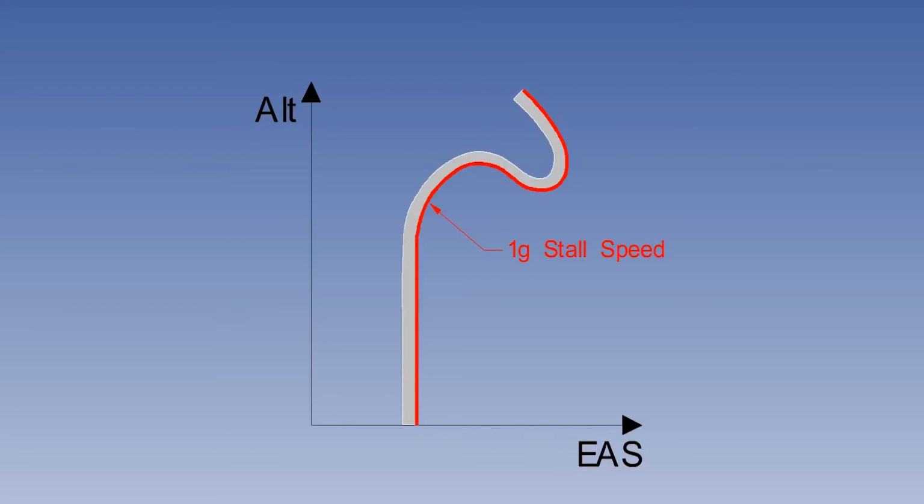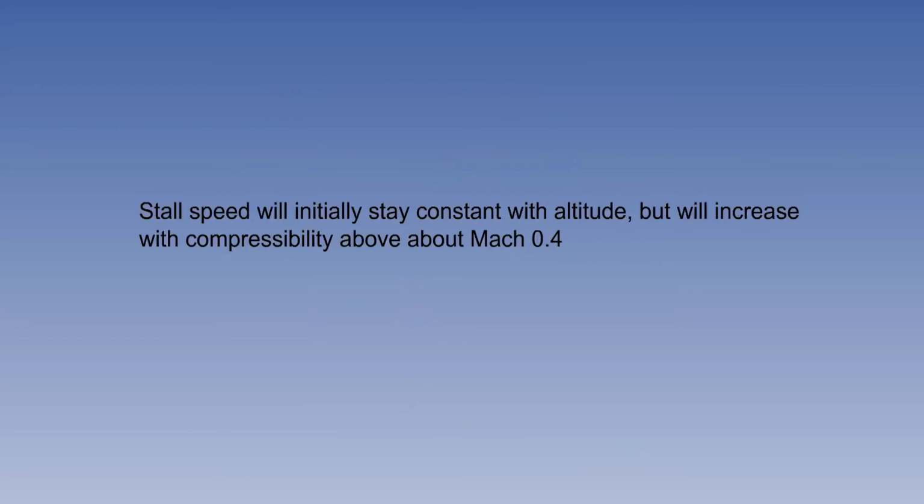By about 30,000 feet, the Mach number has risen to the extent that compressibility is significant, and the rise in stalling speed is apparent. The conclusion here, then, is that stall speed will initially stay constant with altitude, but will increase with compressibility above about Mach 0.4.